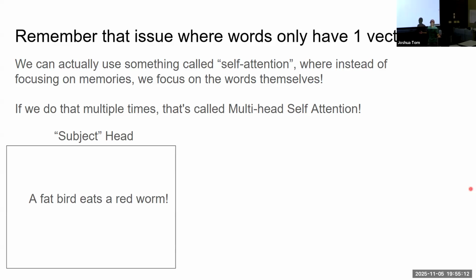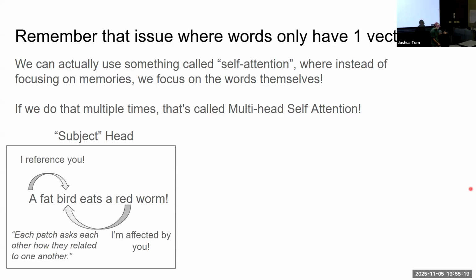Let's say we have one head of attention. This is the subject head. We have the sentence, a fat bird eats a red worm. The way that self-attention works in this case is it has all of the words relating to one another. They're able to look and see how they are relevant to one another. So we can have, hey, A references the word bird. And then the worm is affected by the bird. That's kind of how nouns relate to one another.